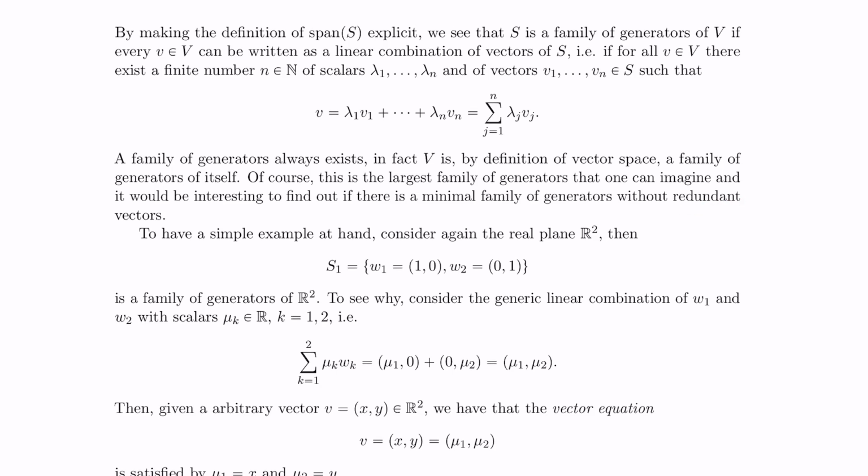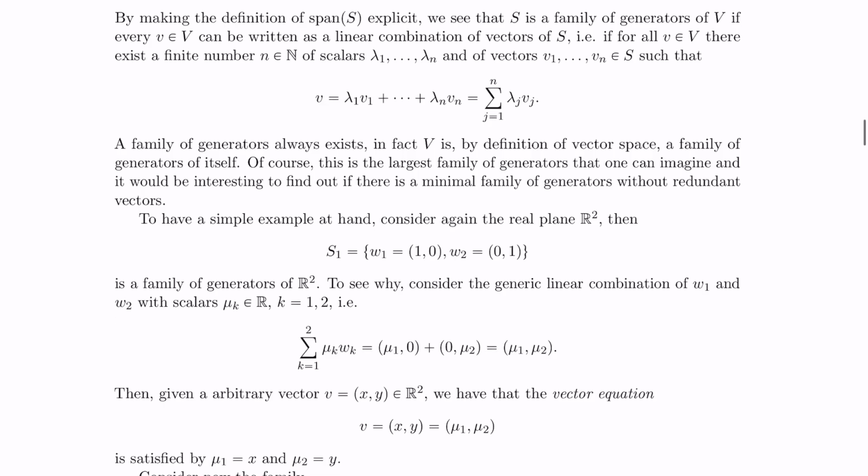Let's now see what happens when we have two family of generators for the same vector space, in this case we take R2, with a different number of vectors. We start with the family S1, which has these two vectors here. Let's perform a linear combination with generic scalars mu1 and mu2 belonging to R of w1 and w2. What we have is this, and the resulting vector is the vector with components mu1 and mu2.